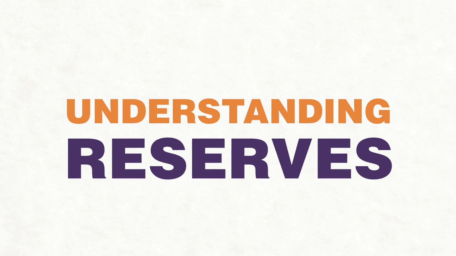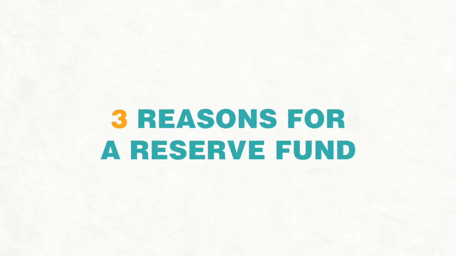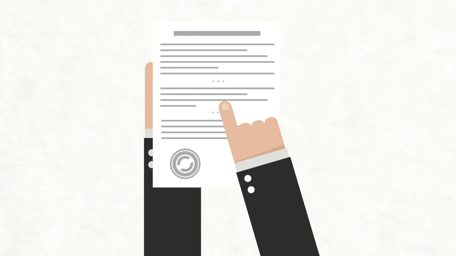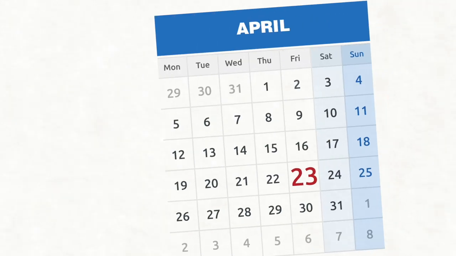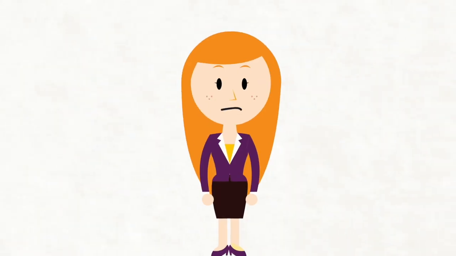The most important thing when it comes to reserves is understanding why you need them and then calculating how much you need in reserve. There are generally three reasons to have a reserve fund. First, as a fund for unforeseen expenses or cash shortfalls. A big increase in your insurance bill catches you by surprise. An important fundraising event you plan gets rained out. Or a funder delays a grant payment.